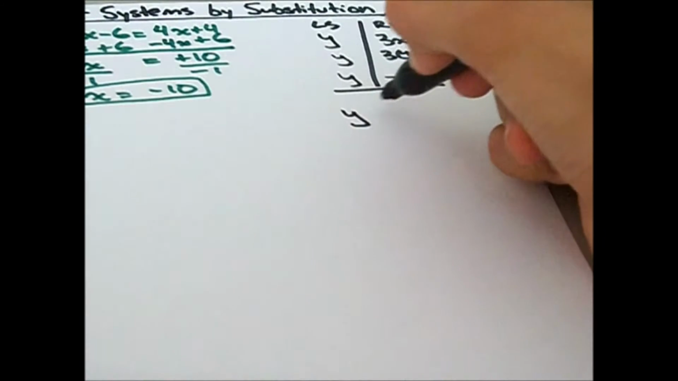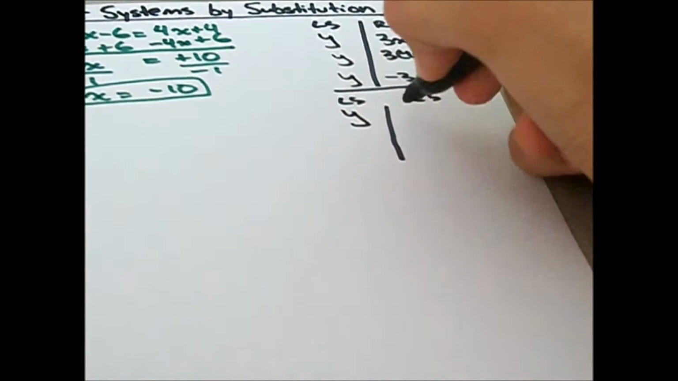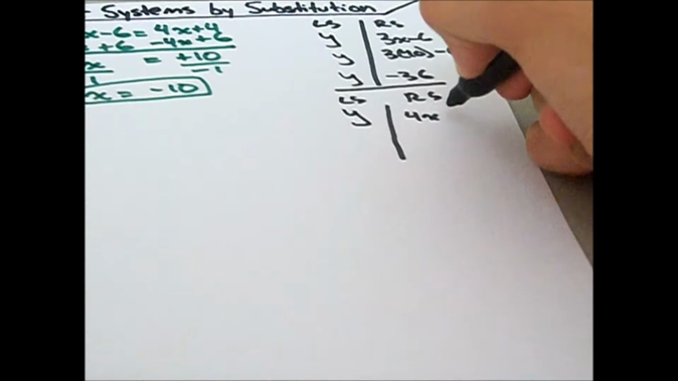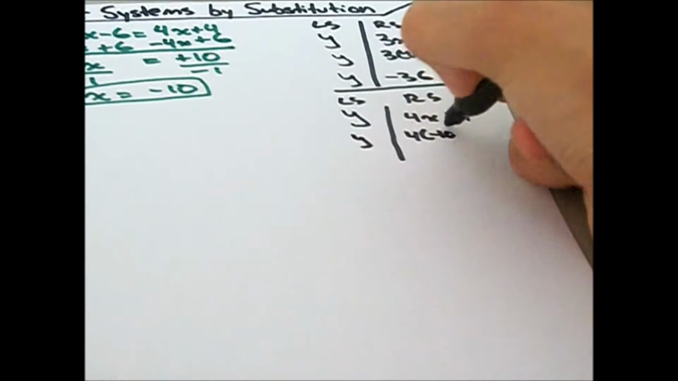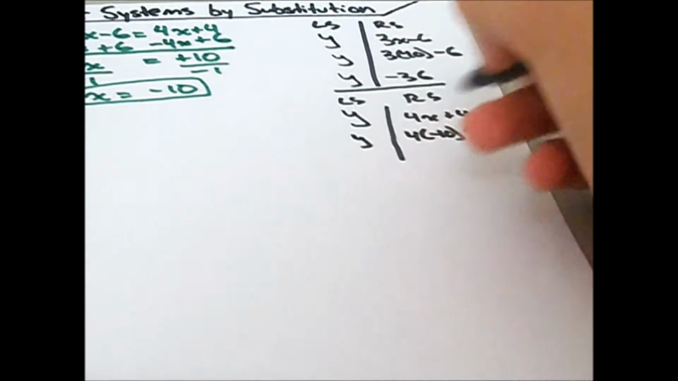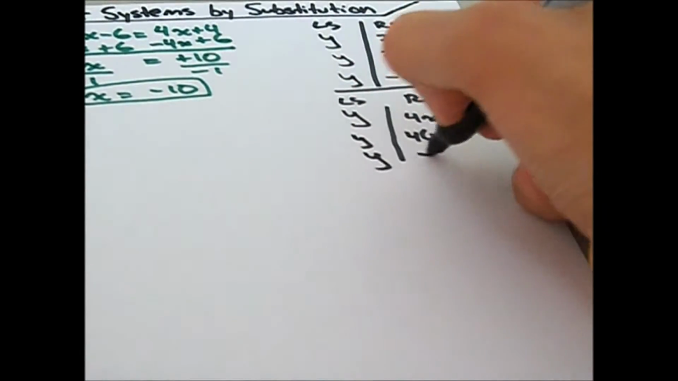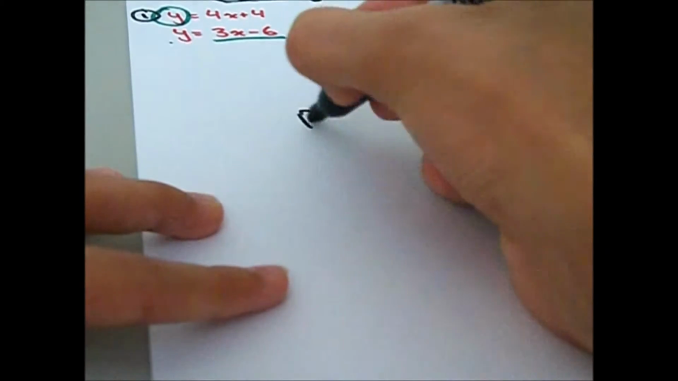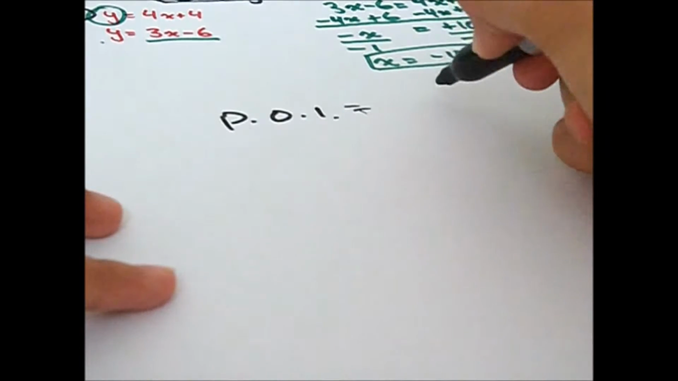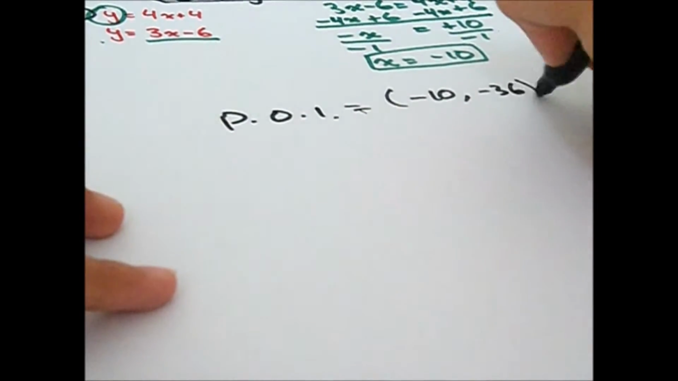y, left side and right side, 4x plus 4, 4 times negative 10 plus 4. 4 times negative 10 is negative 40, and if you add 4, that'll give you negative 36, so yep, it works. Our point of intersection here is negative 10, comma, negative 36.